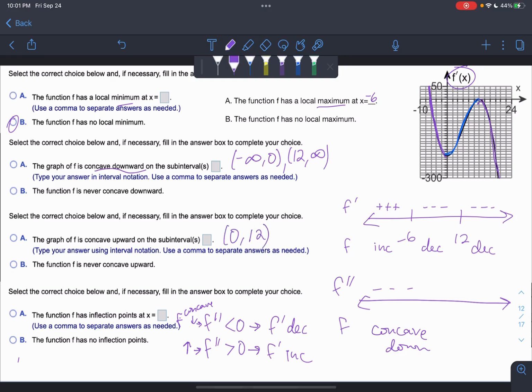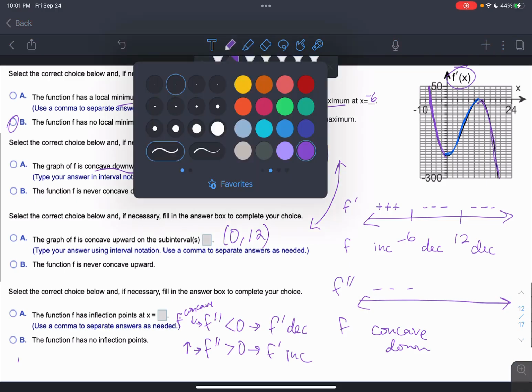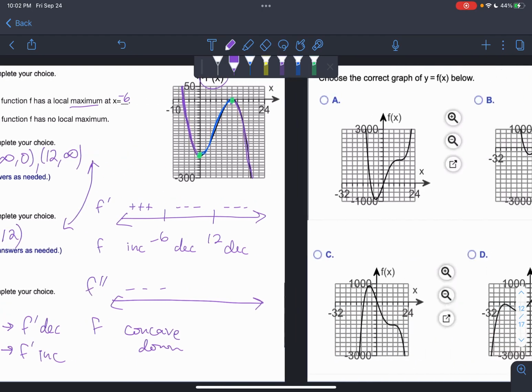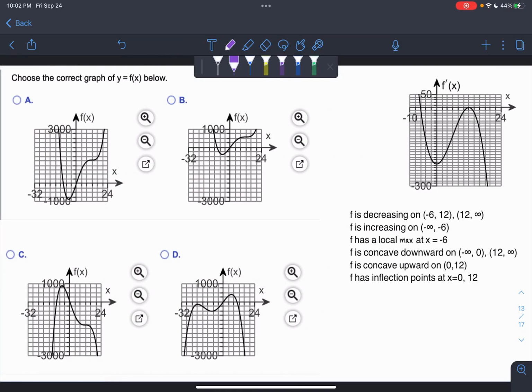And so we notice between our two answers here that concavity changes at these points. Let me maybe use green. My concavity goes from concave down to concave up, and then concave up to concave down. So that's why we have two inflection points at x equals 0 and 12. Those are those green points. So if we put all this information together, we have enough information to graph f.